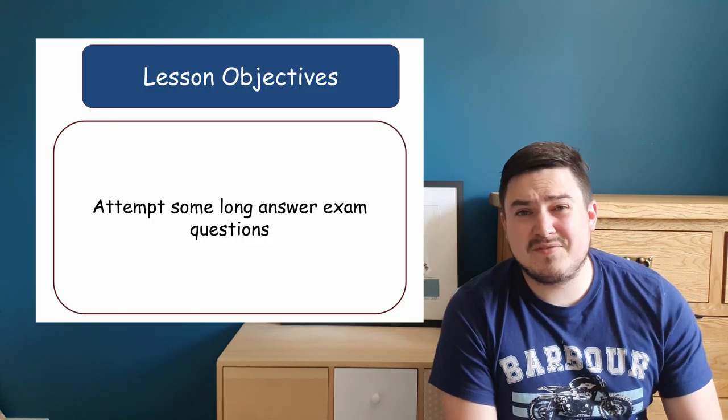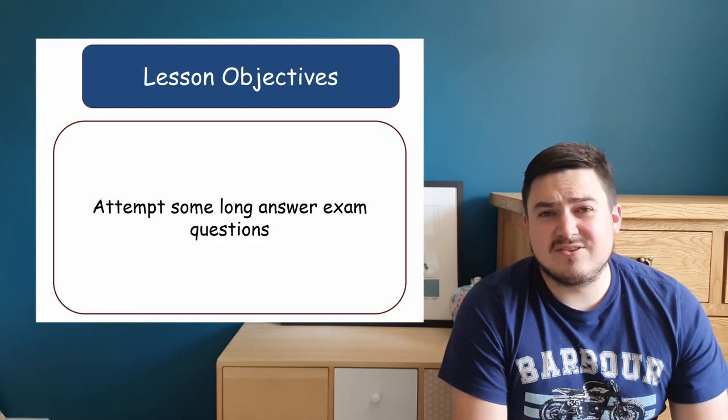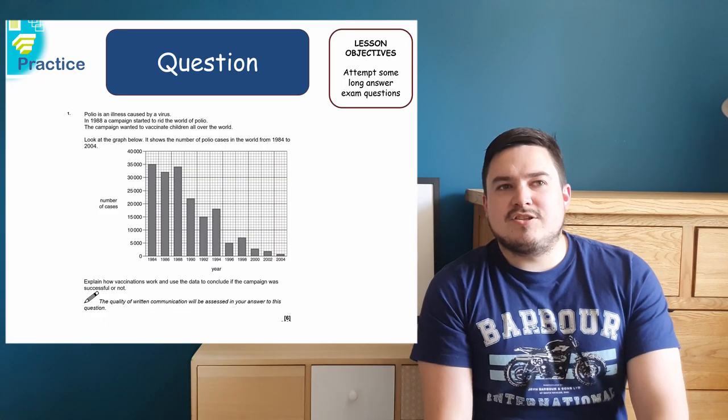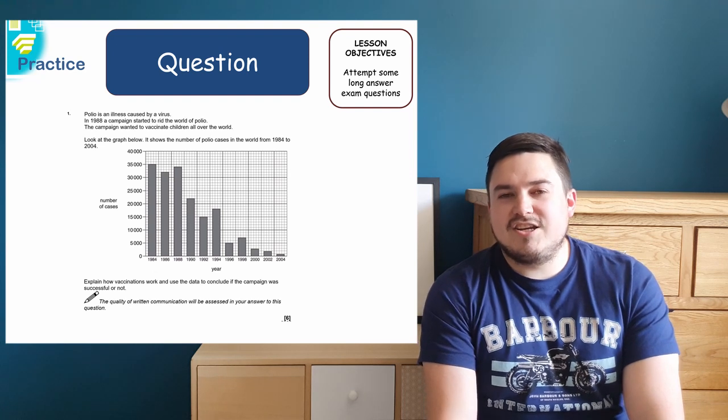Let's get on with the lesson then. Because the only thing we're looking at today is 6-mark questions, really got one objective. It shouldn't take us long to read through it then, just looking at some long answer exam questions that you might come across. This 6-mark question that you can see is about the vaccinations for polio.